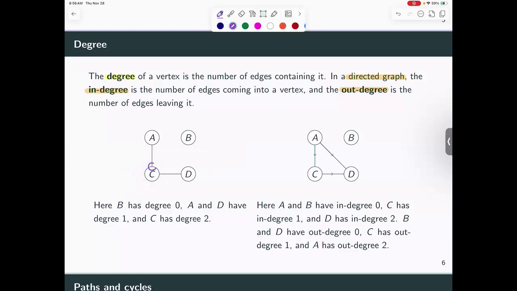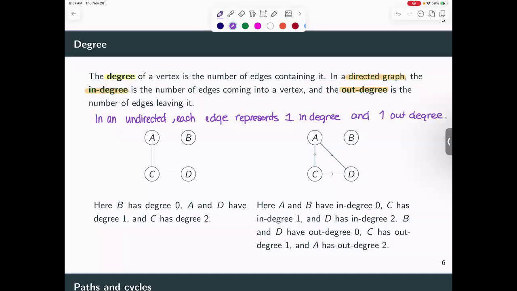So in this undirected graph, I better write this down. In an undirected graph, each edge represents 1 in degree and 1 out degree.